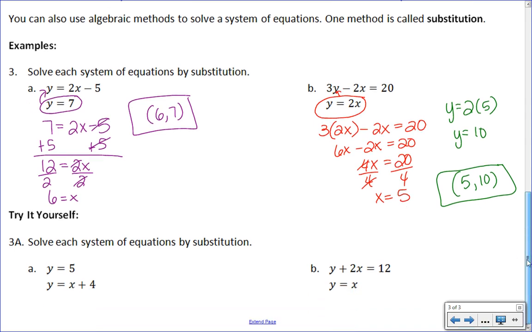Okay. There are 2 at the bottom of the page for you to try on your own. You're going to solve these by substitution. So you're substituting a value or an expression into one equation, and then solve it for the remaining variable. Don't forget that your answers need to be ordered pairs. So pause the video, answer those 2 questions, and then press play when you're ready to check your answer.